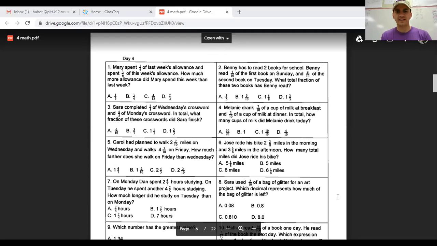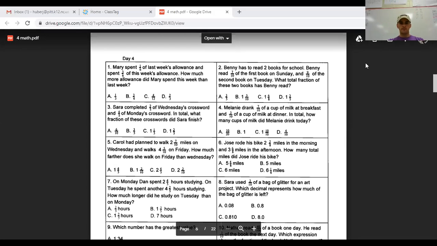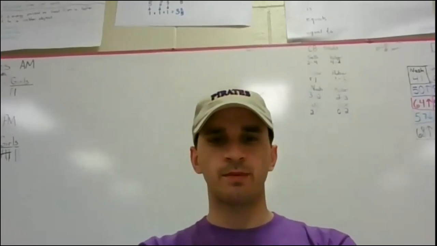Nope, that was 5. Number 6, it says, Jose rode his bike 2 2/8 miles in the morning and 3 6/8 miles in the afternoon. How many total miles did Jose ride his bike? Again, you've got that keyword total. If you've seen that word the past few and known what to do, you're in good shape on this one.